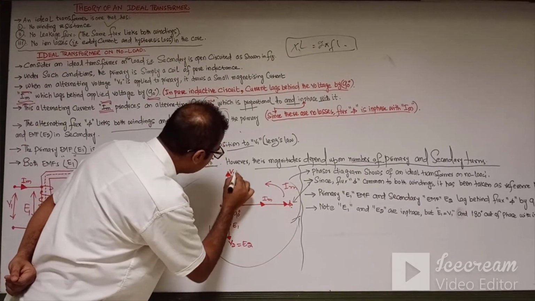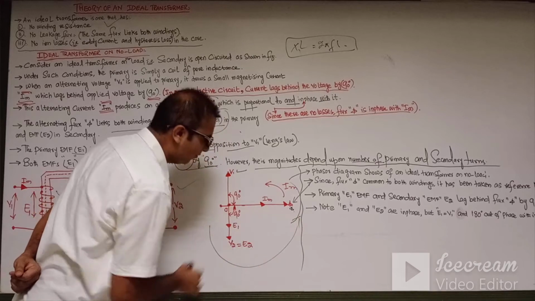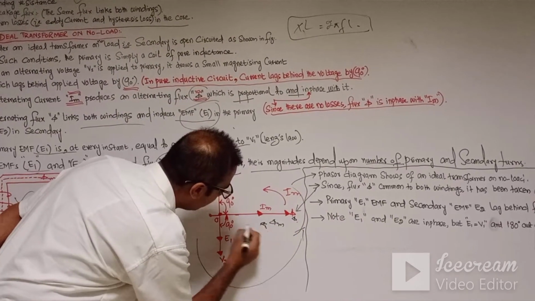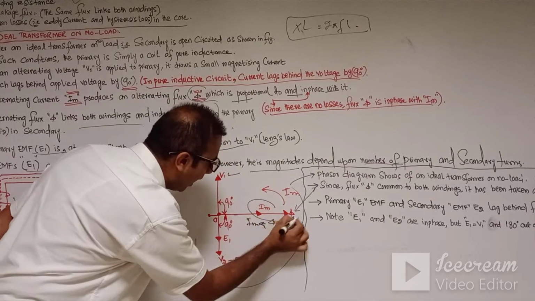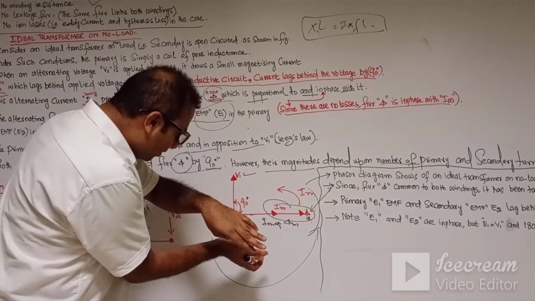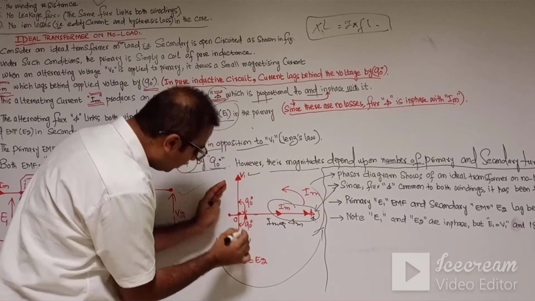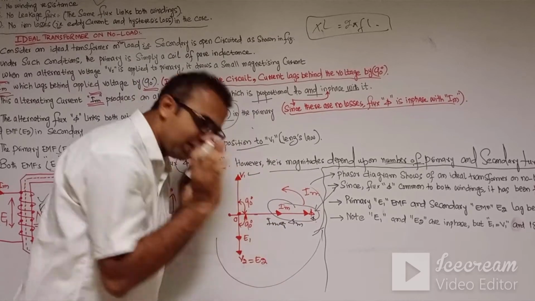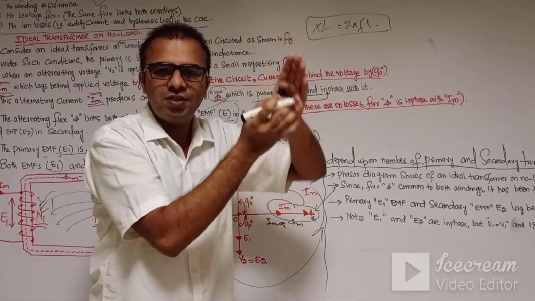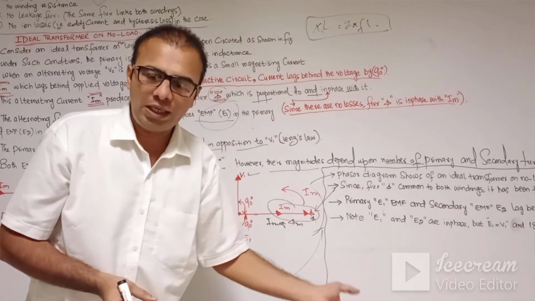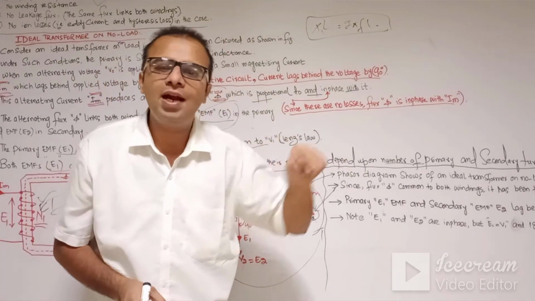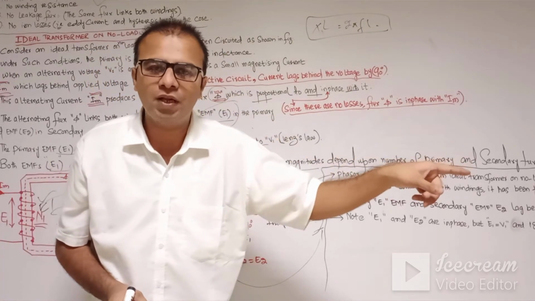So this is the V1 and this is the main flux. This main flux phi m is produced due to the Im. So here Im is in phase with the phi m. Okay, and because of the V1, E1 is produced. It is equal but opposite in direction, 180 degrees out of phase with that V1. Okay, E1 is equal but 180 degrees out of phase with that V1, opposite in direction to that V1.